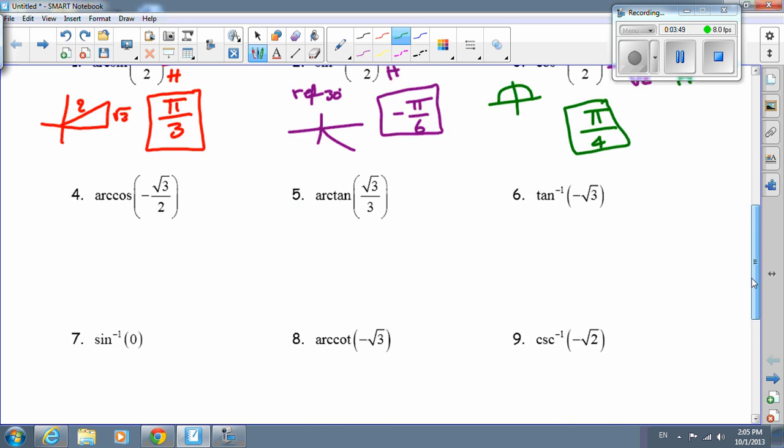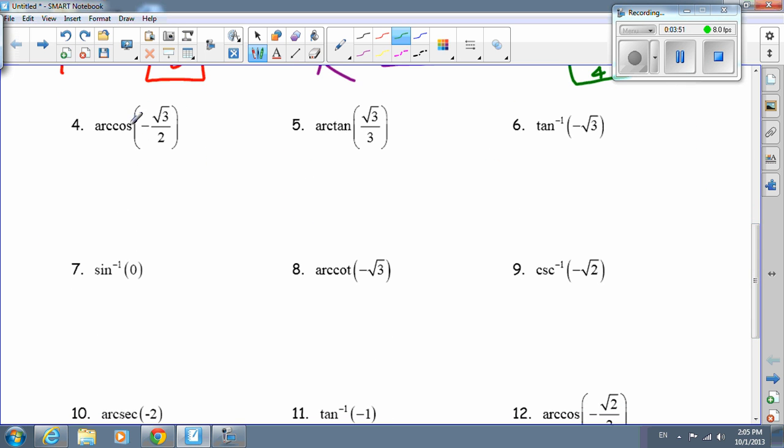Let's do the same thing for number 4. Number 4, I have a negative square root of 3 over 2. This time it's negative, so it's no longer in the first quadrant, but it's in the cot, meaning above here. And positive is the first quadrant, negative is over here. So I know my angle is somewhere here. But what is the reference angle?